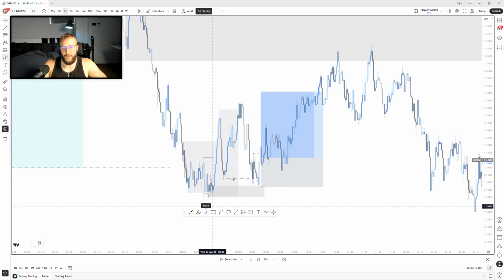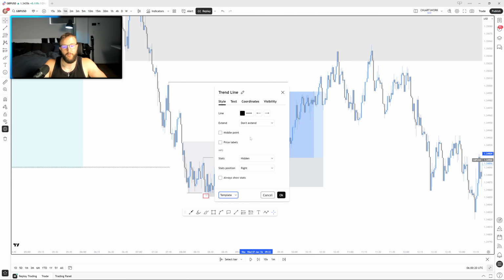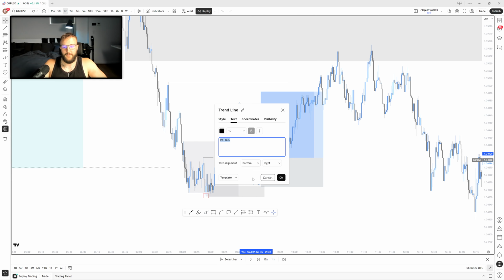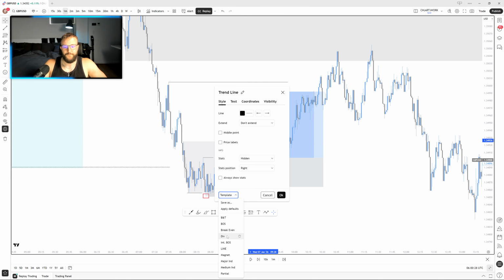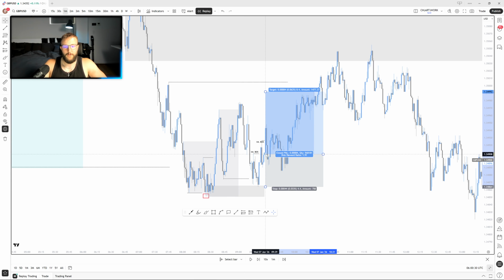Now, people in the group were a little bit hesitant on this. So something you can do is actually wait for more than one confirmation. So for me, an internal break was enough, but some people in the group did wait for a second one. So this is why it's so powerful understanding where that liquidity sits. And they took that one there.